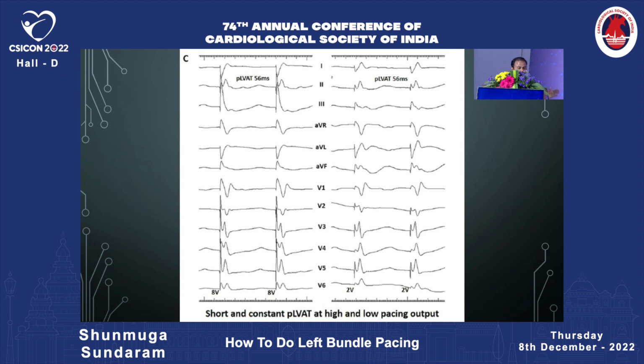Take the interval from the pacing artifact to the peak of R wave in lead V5. Measure at 8 volt and 2 volt. So it should be constant. It should be short enough to confirm that you have reached the left bundle zone.